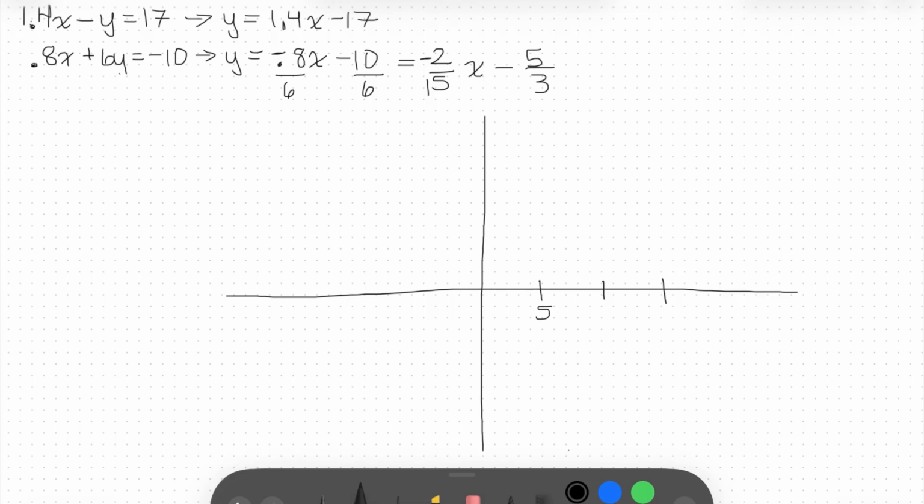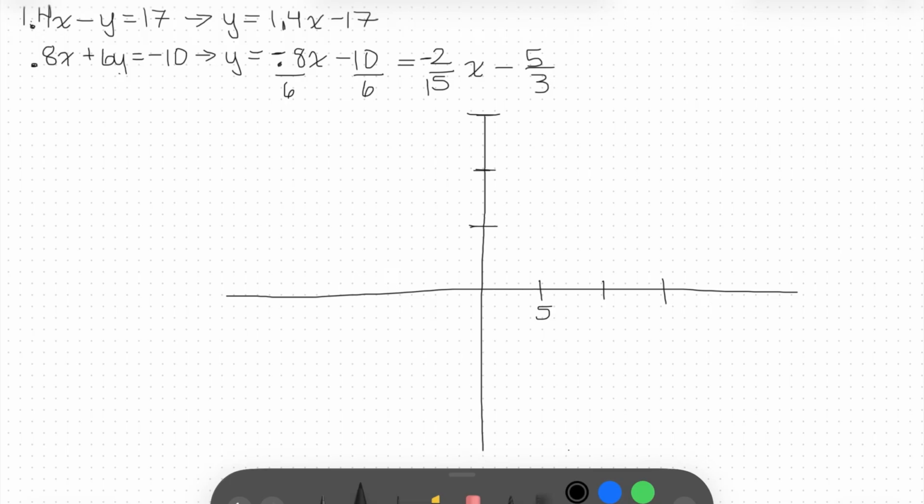And then on the other axis, I guess I'll probably just do the same. 5. 1, 2, 3, 4, 5. So right there. 5, 6, 7, 8, 9, 10, 11, 12, 13, 14, 15.